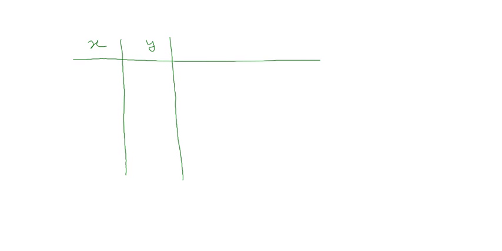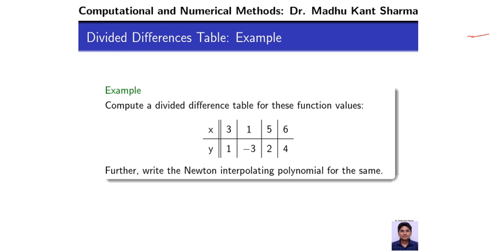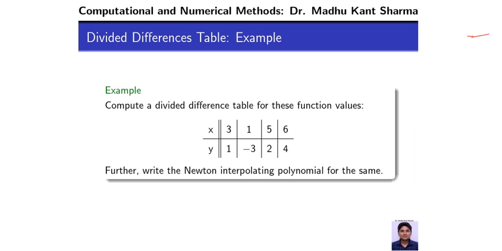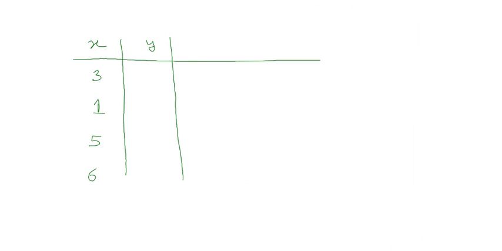Okay, so what are the values? 3, 1, 5, 6 for x, and for y what are the values? 1, minus 3, 2, 4.